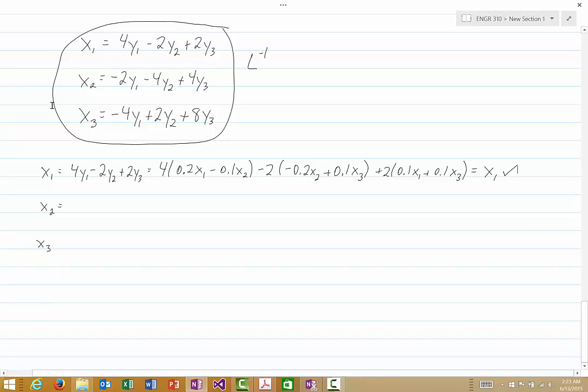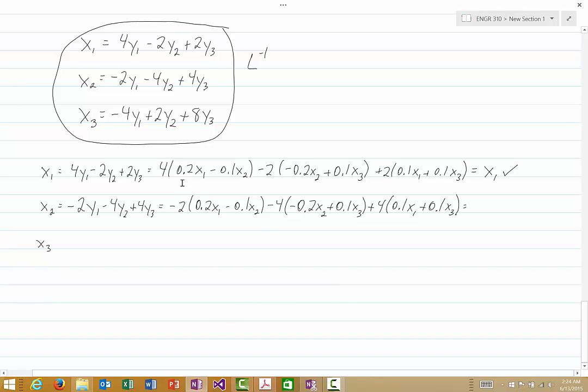Now let's check x2. Okay, we have minus 2y1 minus 4y2 plus 4y3. So that would be minus 2 times 0.2x1 minus 0.1x2, minus 4 times minus 0.2x2 plus 0.1x3, and then finally plus 4 times 0.1x1 plus 0.1x3. And now let's check this.